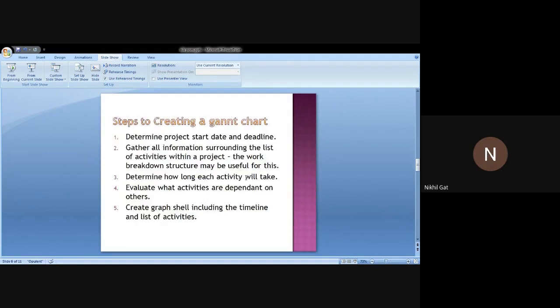Steps to creating a Gantt chart. Determine the project start date and deadline. Gather all the information surrounding the list of activities within a project. The work breakdown structure may be useful for this. Determine how long each activity will take. Evaluate which activities depend on others and create a graph shell including the timeline and list of activities.